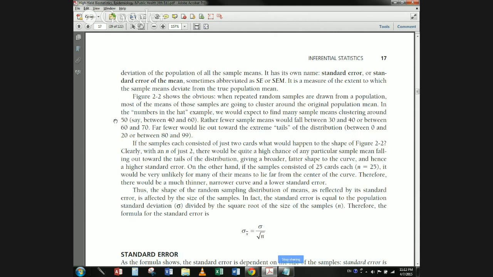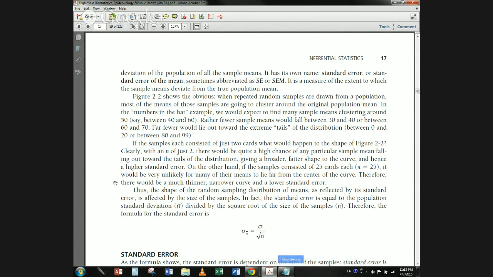99. If the samples each consisted of just two cards, what would happen to the shape of figure 2.2? Clearly, with an n of just 2, there would be quite a high chance of any particular sample mean falling out towards the tails of the distribution, giving a broader, fatter shape to the curve, and hence a higher standard error. On the other hand, if the sample consisted of 25 cards each, it would be very unlikely for many of their means to lie far from the center of the curve. Therefore, there would be a much thinner, narrower curve and a lower standard error.